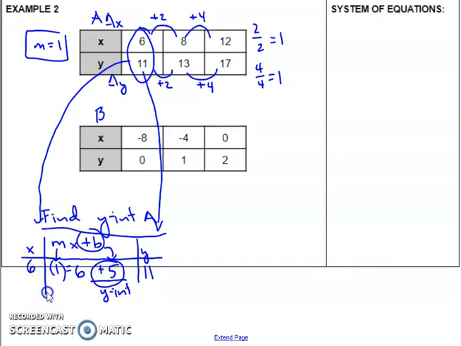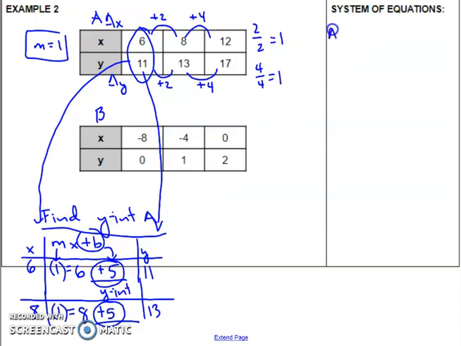So again, maybe I'll do it one more time with another set of points, okay? Let's do 8 and 13. So 8 to 13. My slope is times 1. So slope times the x equals 8. And then I have to see 8 plus or minus something gets me to 13. 8 plus 5. That's what we're doing. Okay, whatever your slope is, plug it in there.